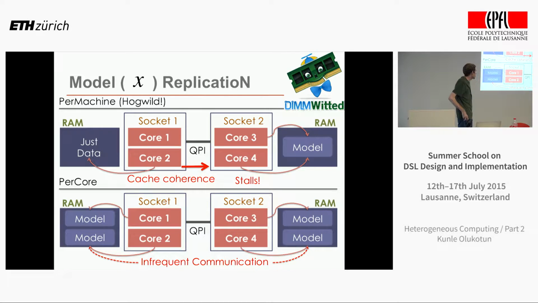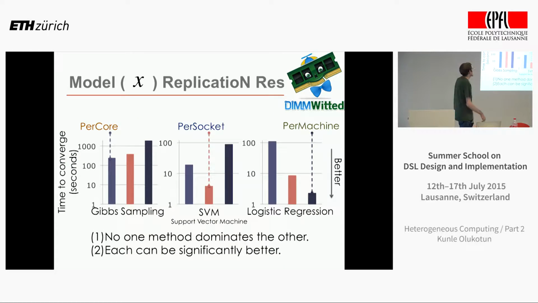So the hybrid approach is per socket, where now we're going to have one model for all the cores within a socket, but we're going to have separate models across sockets. And that's our trade-off space, and we're going to run some apps and see what happens. And this is what happens. And you see, unfortunately, there is not one answer. It depends on your app, and it can even somewhat depend on your data size.